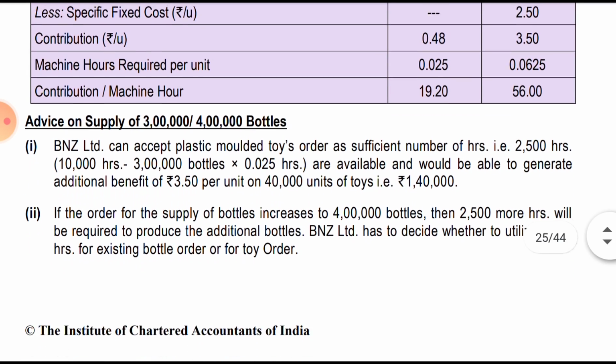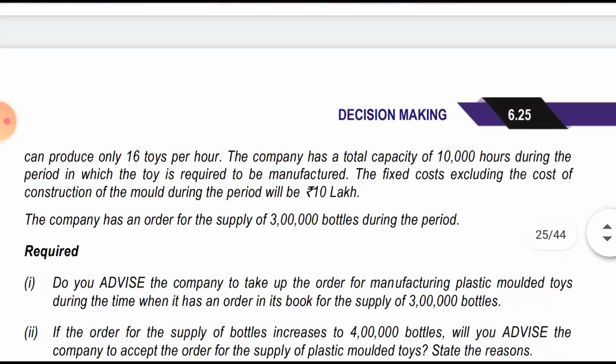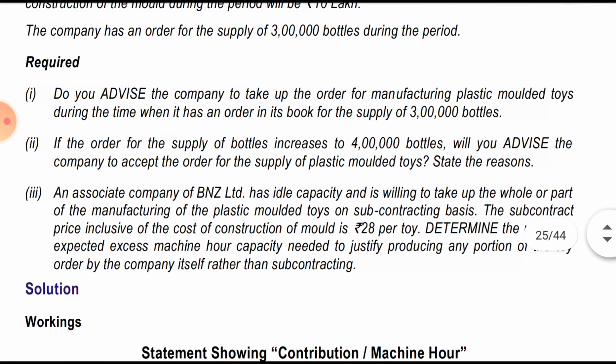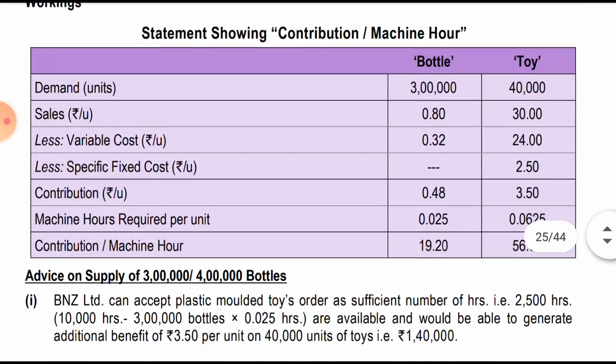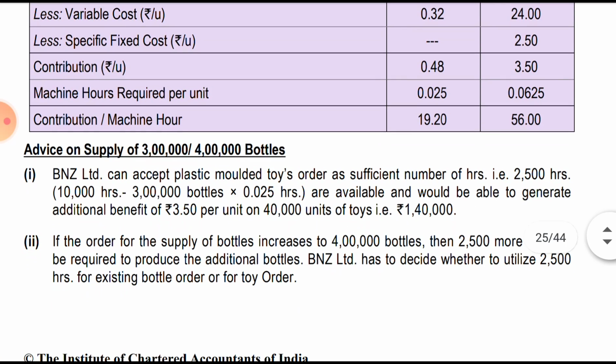Okay, now in the second question what they have asked is, if the order for the supply of the bottle has increased to 4 lakh, will you advise the company to accept the supply of plastic mold toy? State your answer. So if the supply is of 4 lakh bottles, what we will first check is hours available. 4 lakh divided by 40, so it is 10,000. So we are not left with any capacity so that we can produce the toy.